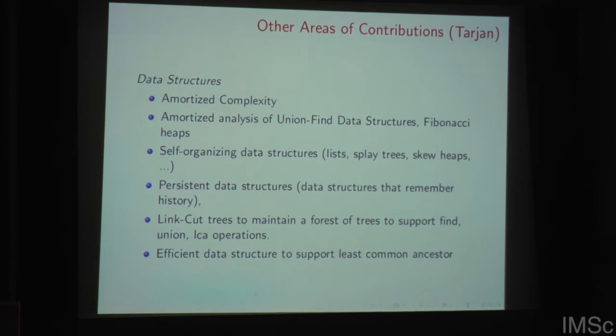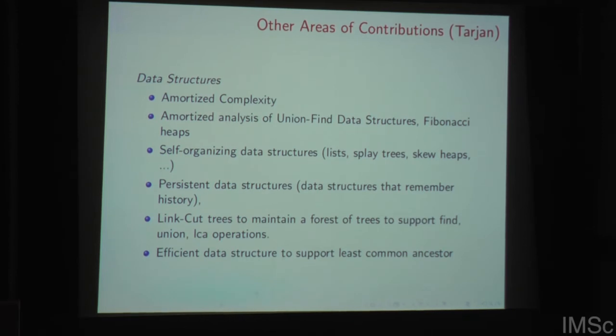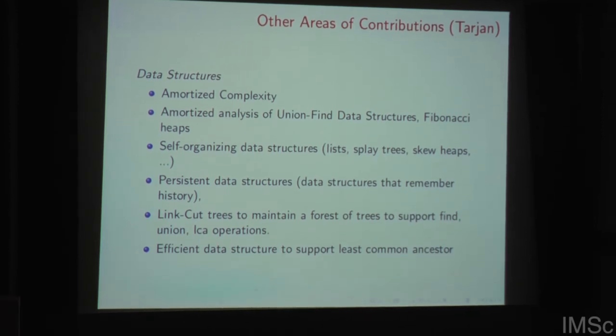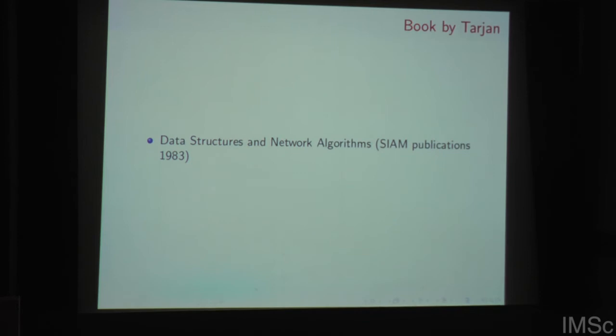you have a tree, and given a pair of vertices in the tree, you want to find the least common ancestor. So what sort of enhancement do you need to make to the tree to support this operation fast? Okay, so he has a linear space data structure to do this. He also wrote a book, Data Structures and Network Algorithms. This is SIAM 83.